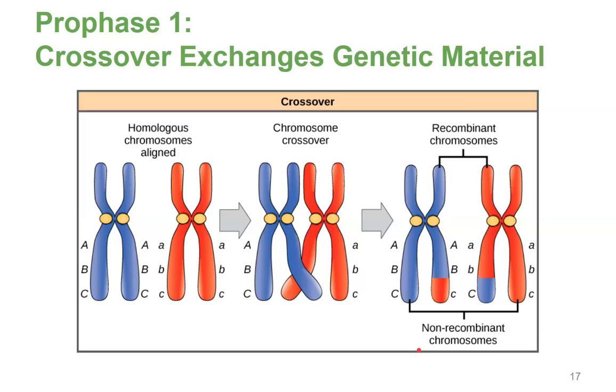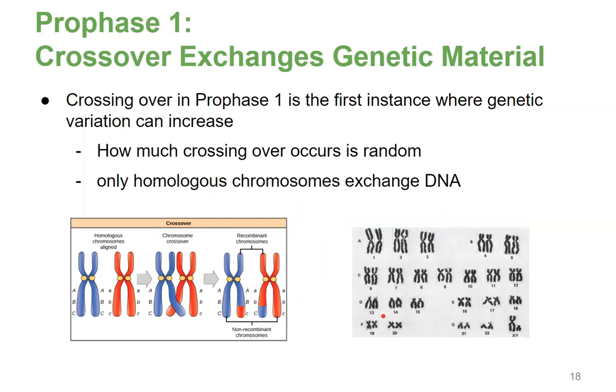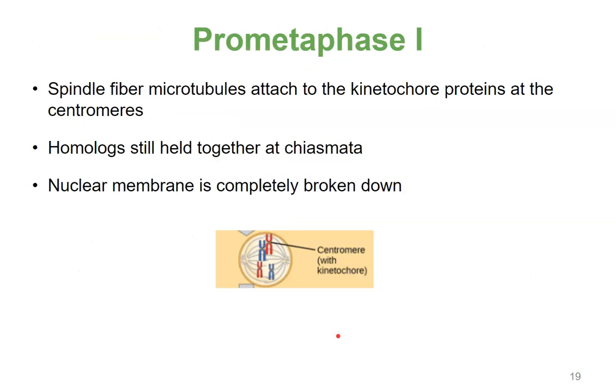Again, this doesn't occur in mitosis. This is only for meiosis. They're going to exchange genetic variations in their gene loci. Okay, so it's only going to be on the identical parts of the homologous pair. So crossing over in prophase 1 is the first instance where genetic variation can increase. So we'll look at the other instances here in a minute.